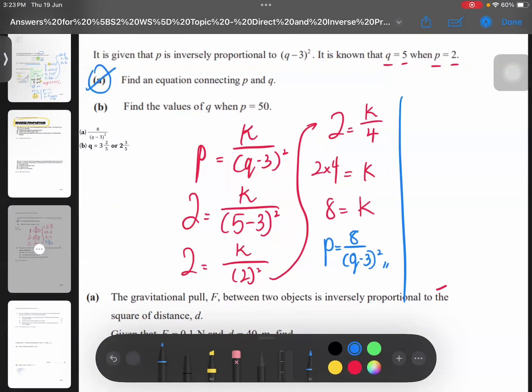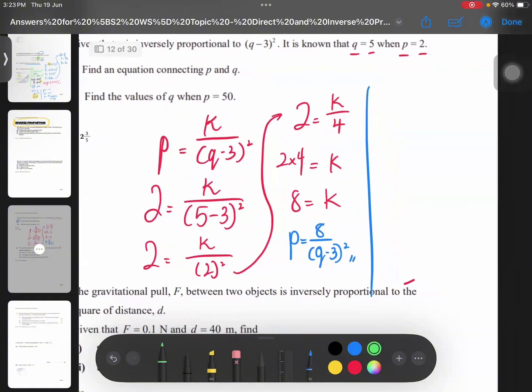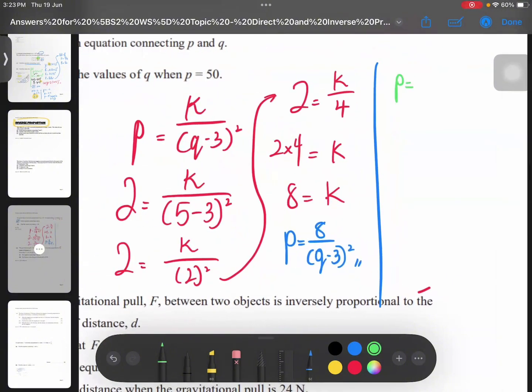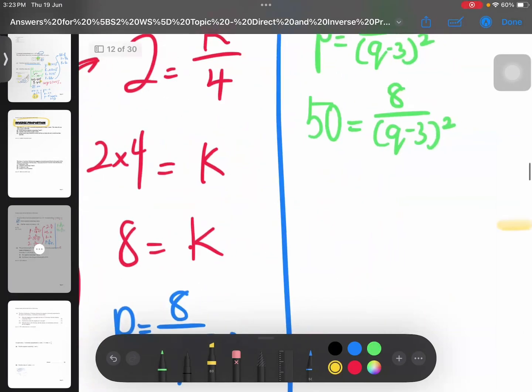Now, of course, obviously what they want you to do, I'm going to use the next one in green. They say find the values of Q when P equals 50, right? So P is equal to 8 over Q minus 3 to the power of 2. So 50 equals 8 over bracket Q minus 3 to the power of 2. Correct? Now the question is, I want Q to be my subject, correct or not? So what you're going to do is just swap position. So 50 times Q minus 3 squared.